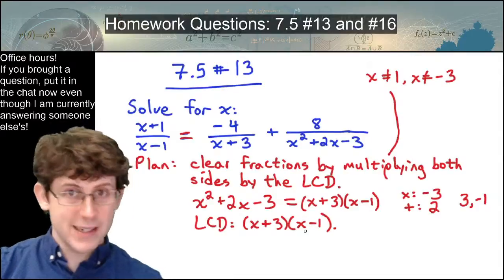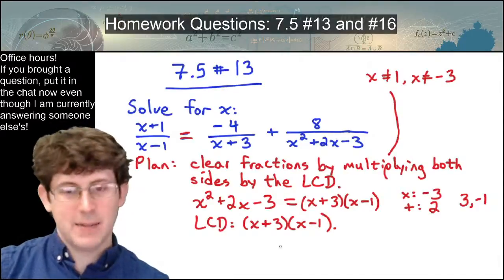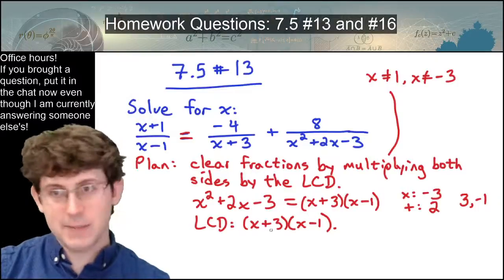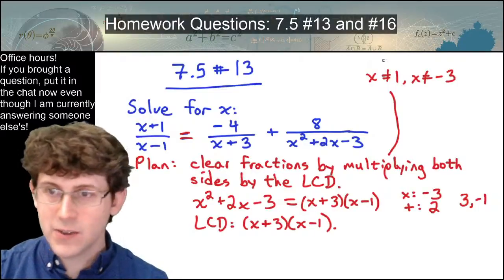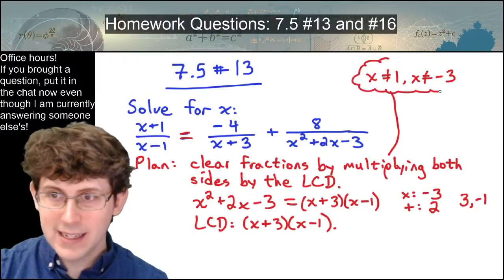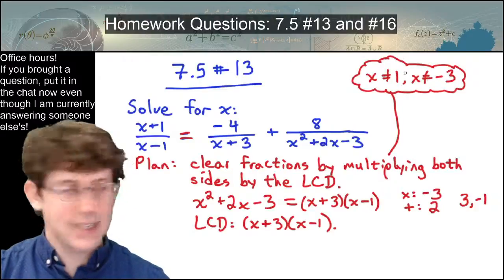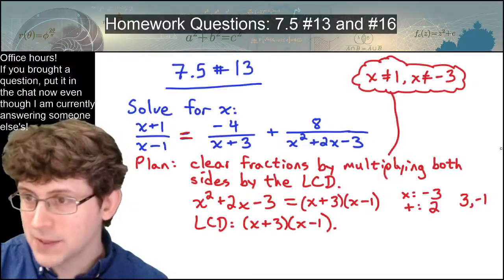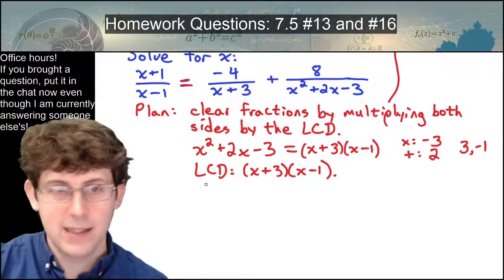If x is 1, then this thing I'm multiplying by would all come out to 0. Or if x is minus 3, the thing I'm multiplying by would all come out to 0. So I need to remember at the end not to let any of these into my answer. But if I remember that, I can just multiply both sides by the least common denominator.